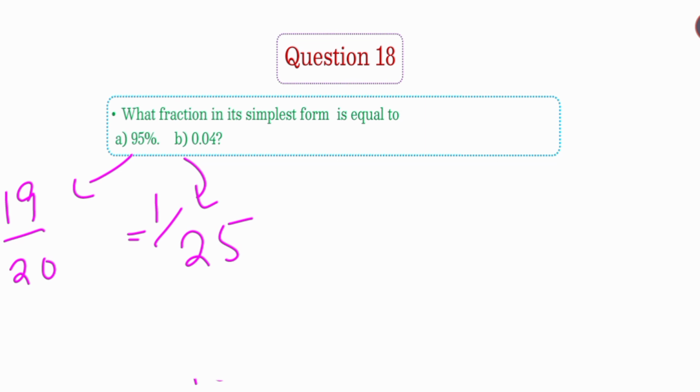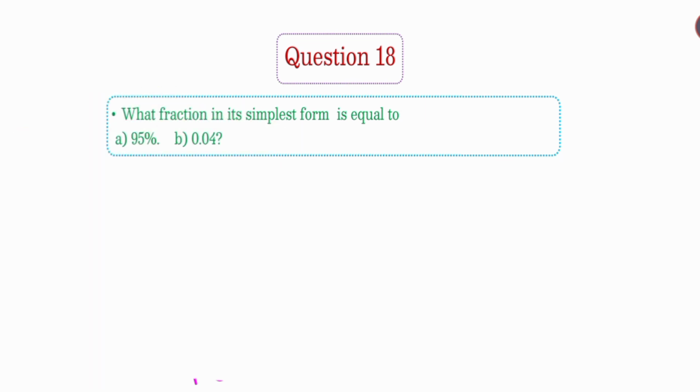I hope that is clear now. Let's just move on to the next question. Question number 19. Find the cost of 700 grams at 90 pence per kilogram. We have to find the cost of 700 grams if the cost of something is 90 pence per kilogram.